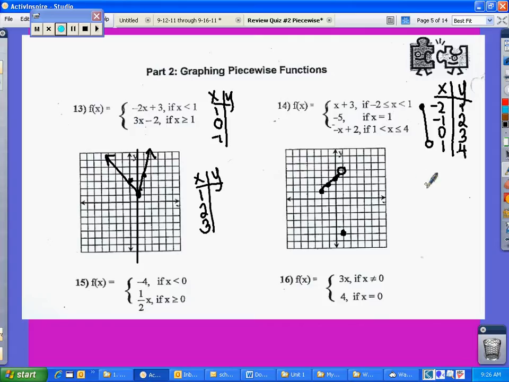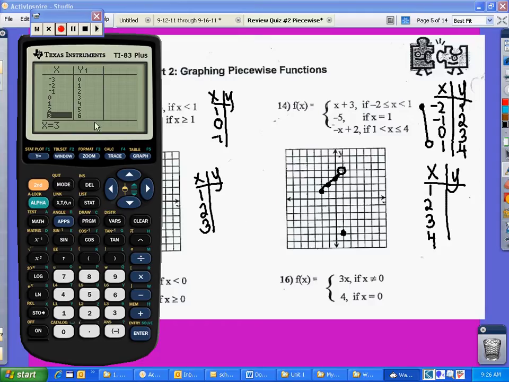Then for the last one, again, I'm going to make a table, x and y. I'm going to go with values from 1 to 4. So 1, 2, 3, 4. Again, I can go to my calculator, and I can plug in the function of negative x plus 2. Press your graph key, you could see it. You really don't need to see it. You more just need the table of values.